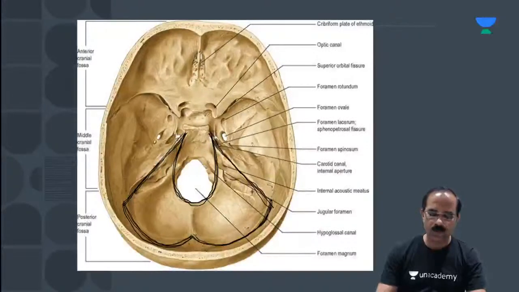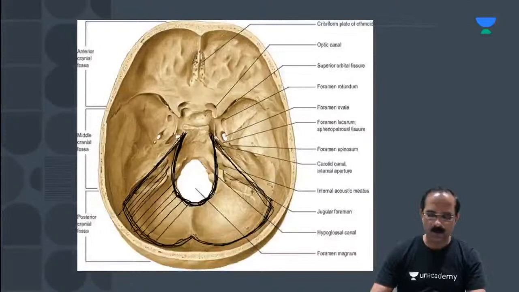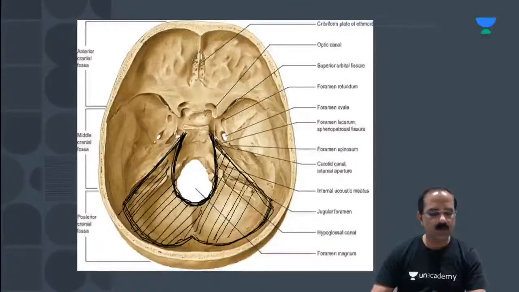What can this be? Tell me now. There's something here like this, and if I draw this, it goes like this. There's something here which is covering the bone. Yes, what is this? Very good.